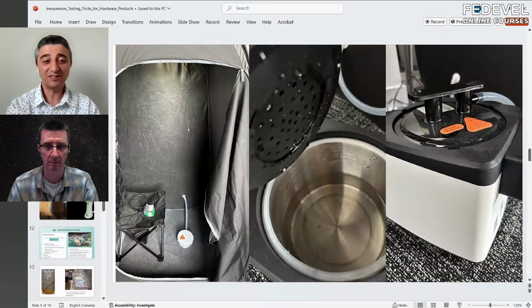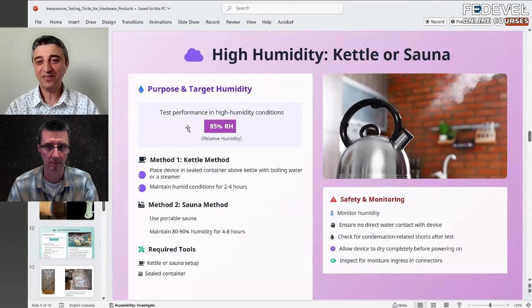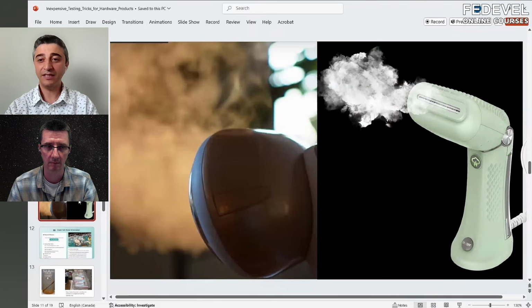If you don't have access even to this, you can use a kettle. A water kettle, like the one shown here, will not give you the highest humidity, but basically it will give you enough. If there is a failure, if there is a potential risk for things operating at the edge, this will expose them right away, rather than you having to spend so much time going to the test lab.